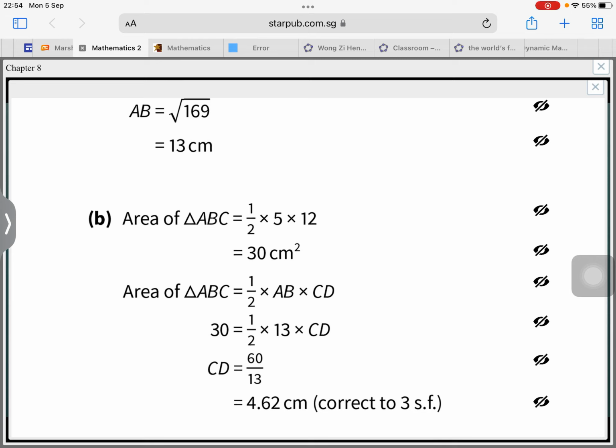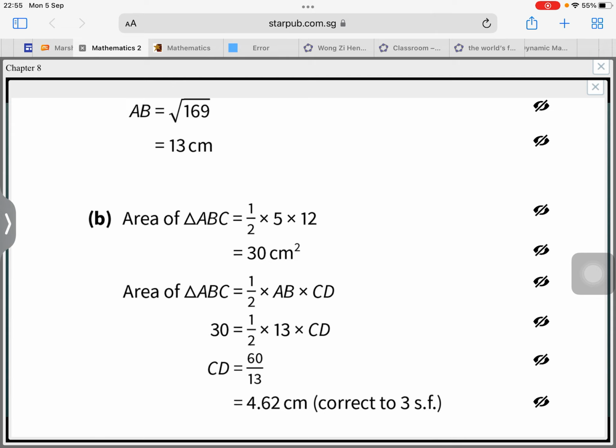I believe in class, instead of doing it in 2 steps, usually I just equate half times 5 times 12 equals to half times 13 times CD. Then I just straight away do from there. That is also possible. You should get the same answer.